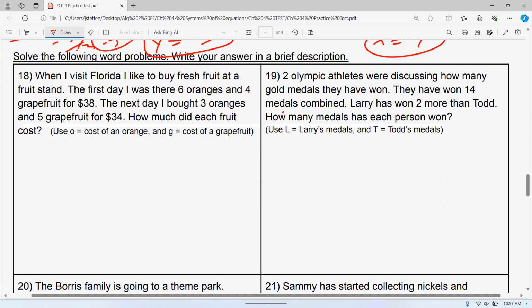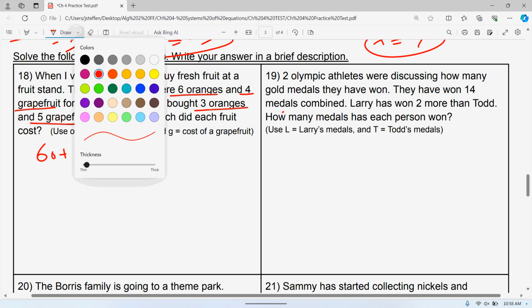All right, moving on to the next one. These are the story problems. They give you the variables. You just have to set it up. A brief description. First thing is fruit for 30. The next thing is 5 grapefruit for $34. O for oranges, G for grapefruit, for the first one. 38. Here.